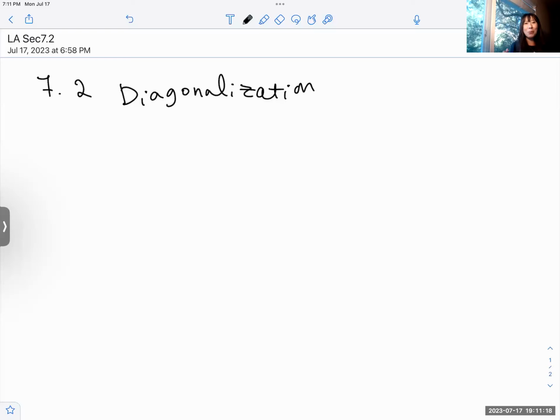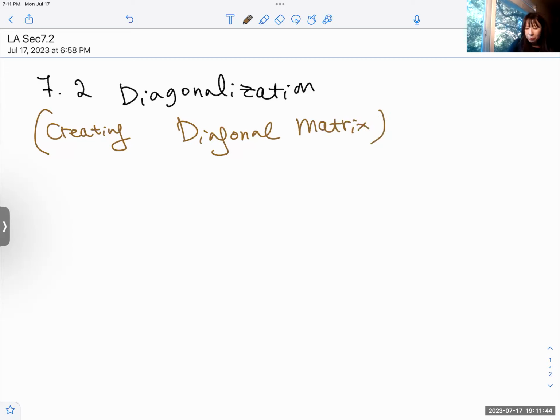Coming 7.2, diagonalization. So what we are doing is making a matrix into a diagonal matrix. Then what is a diagonal matrix? It's like the word diagonal.